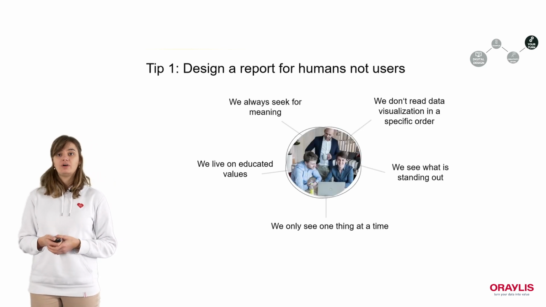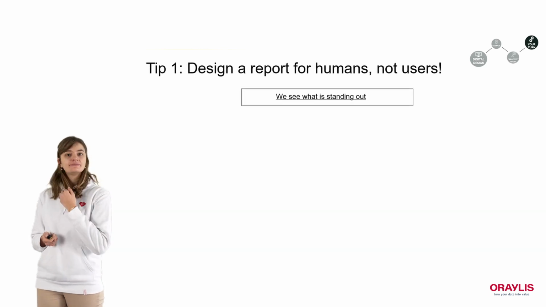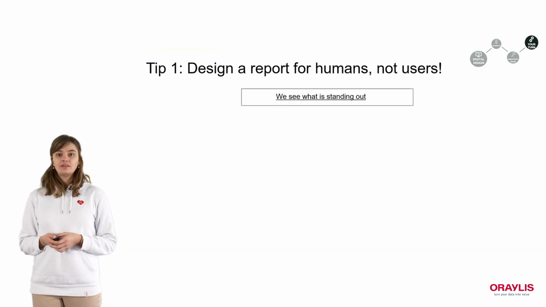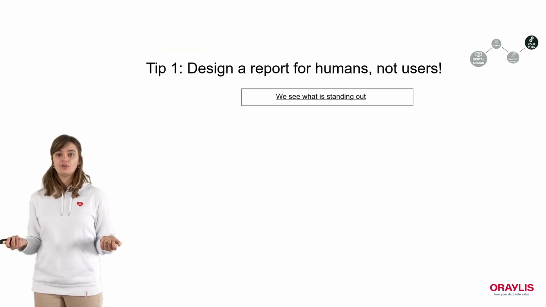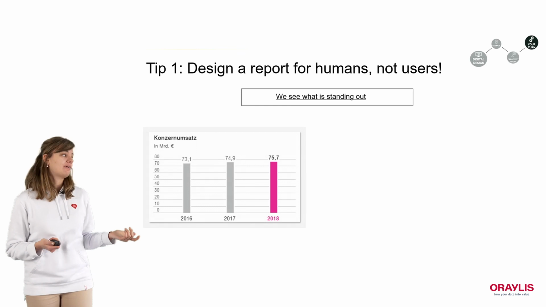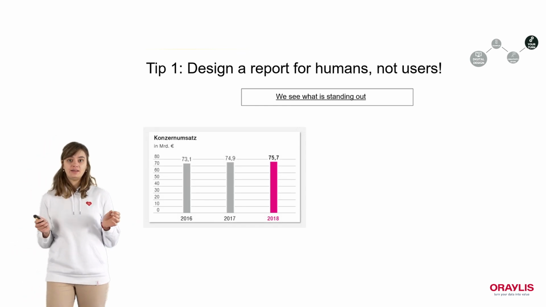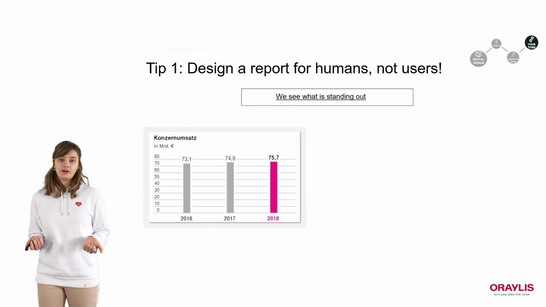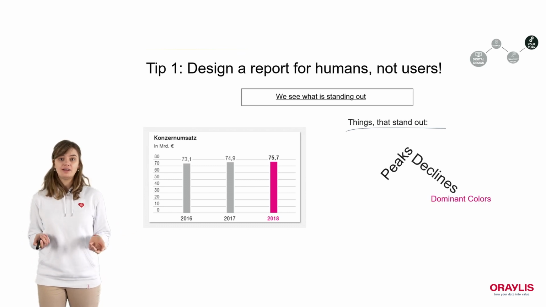We will now move on to our next aspect of human behavior. Second thing we have to keep in mind, humans see what is standing out. For example, this graphic. The pink color immediately attracts my attention. What else can attract my attention? Peaks, declines, dominant colors, and outliers.